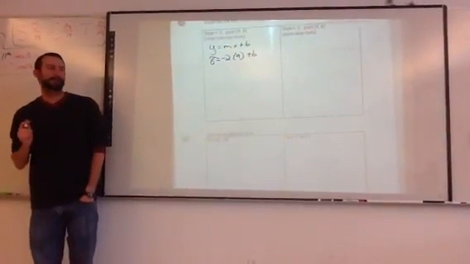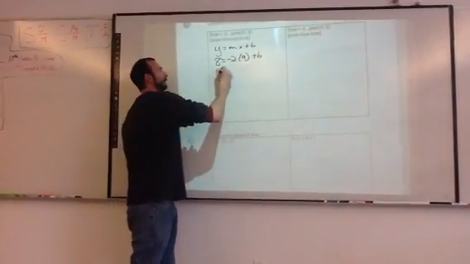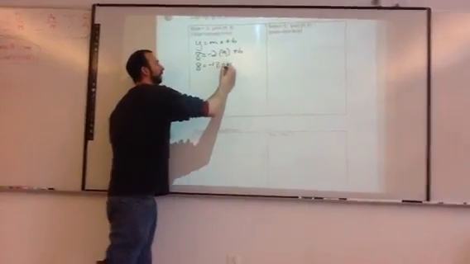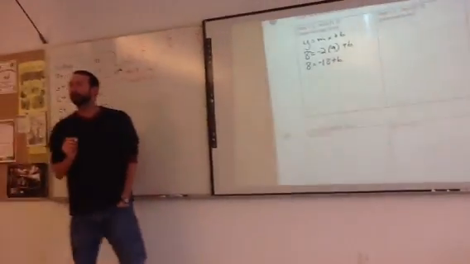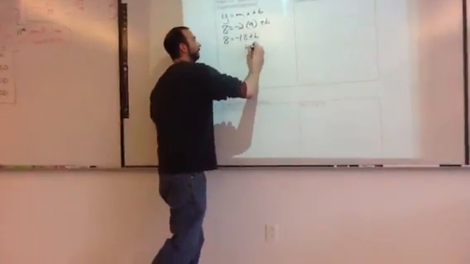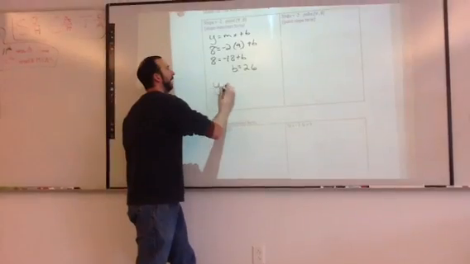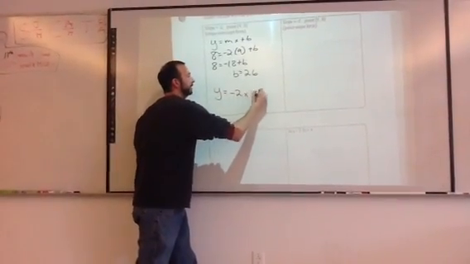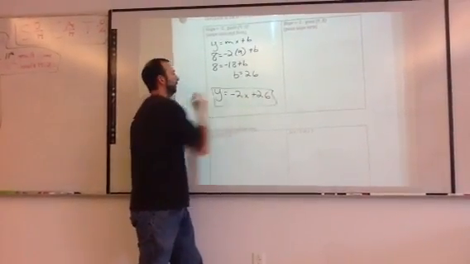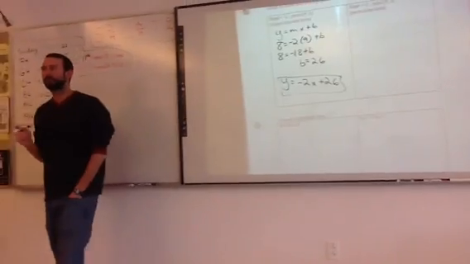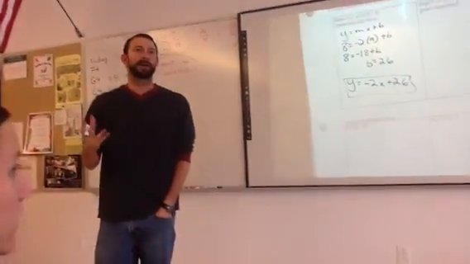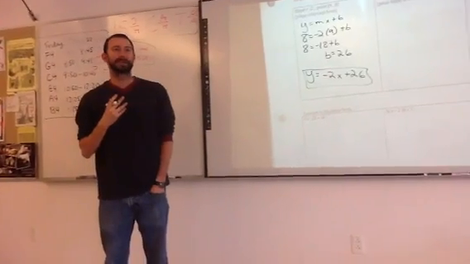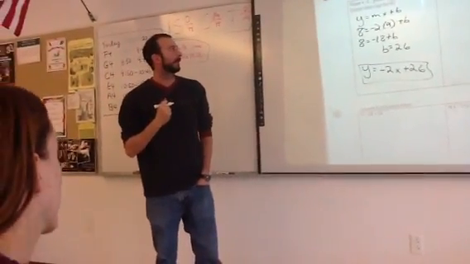What's -2 times 9? What's the only value for b that will make that statement true? 26. So y equals -2x plus 26. Done and done. We were given two pieces of information. We were able to use them together to produce a product, an equation for a line that we desire. Y equals mx plus b.